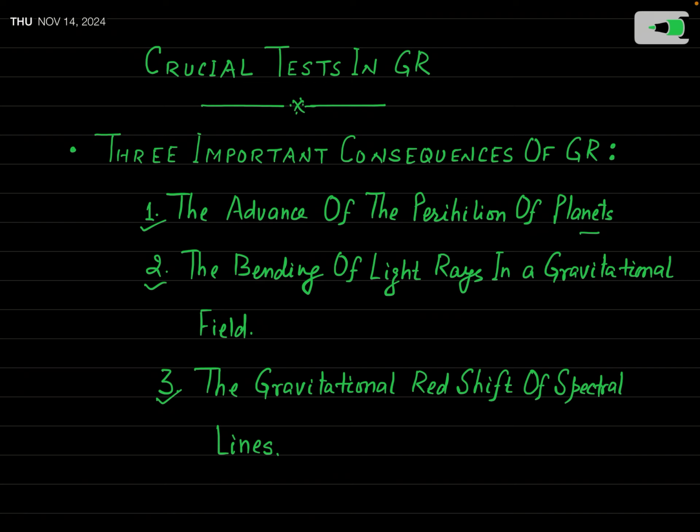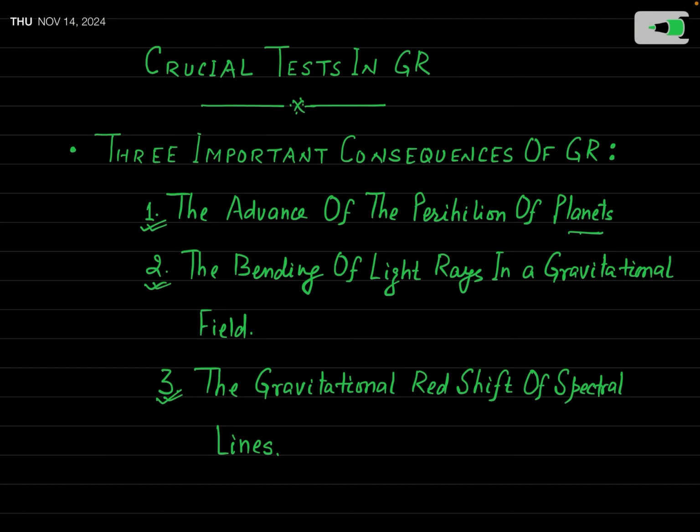And this is the aim of this lecture. But if I discuss all these three phenomena in one video, that will be a very long, lengthy video. Therefore, I will divide this lecture in three parts. In each lecture, we will discuss only one phenomenon. So in this first lecture on the crucial tests of Einstein's relativistic theory of gravitation, we are going to see the phenomenon of the advance of perihelion of planets only. In the second lecture, we will see the second one, and in the third lecture, the third one.